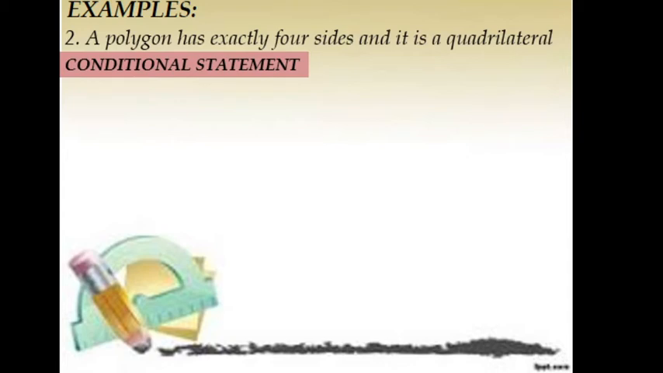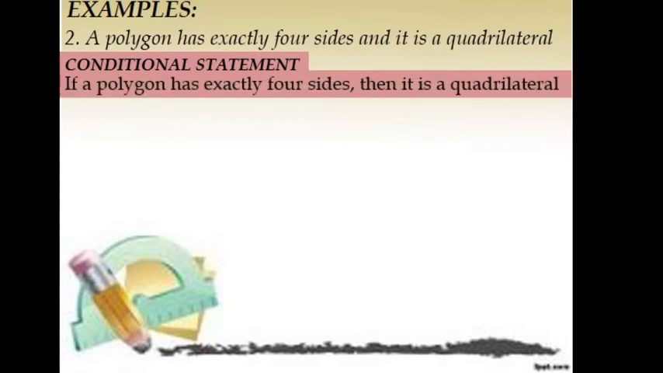So, yung conditional statement, ulitin natin, we have if P, then Q. So, therefore, the conditional statement is if a polygon has exactly 4 sides, then it is a quadrilateral. Okay? So, dito, ang ating hypothesis, a polygon has exactly 4 sides, and ang ating namang conclusion, it is a quadrilateral. Now, we're going to form the converse statement.